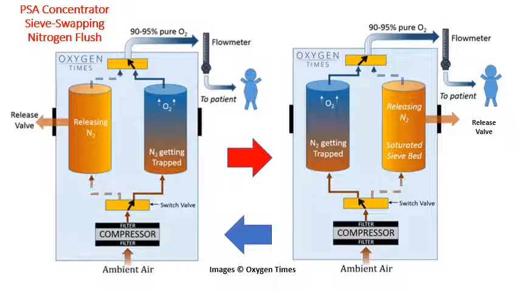Now this continues until, moving over to the block diagram on the right, we see that now the right tank is saturated with nitrogen. It has been disconnected by the solenoid valve, which has switched the compressor output back to the left tank, the now flushed left tank, which is capable of trapping nitrogen, and the output from the left tank is now being routed as oxygen to the flow meter. The right tank is now being flushed of nitrogen.